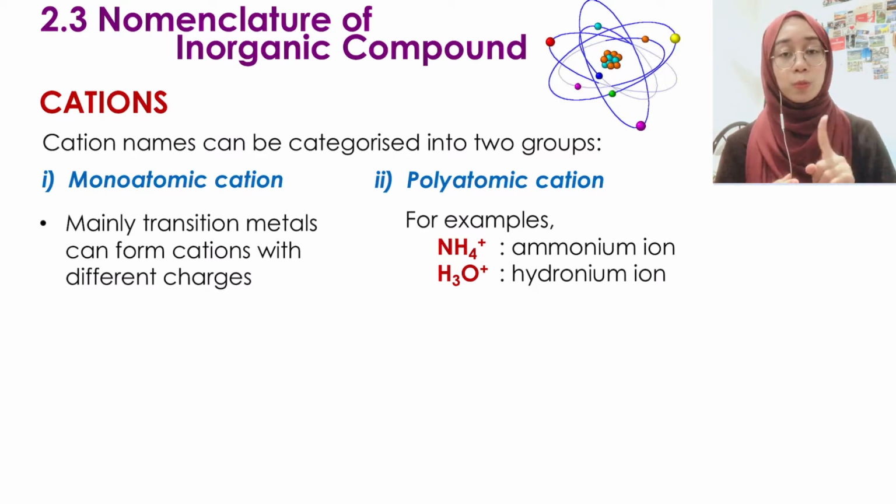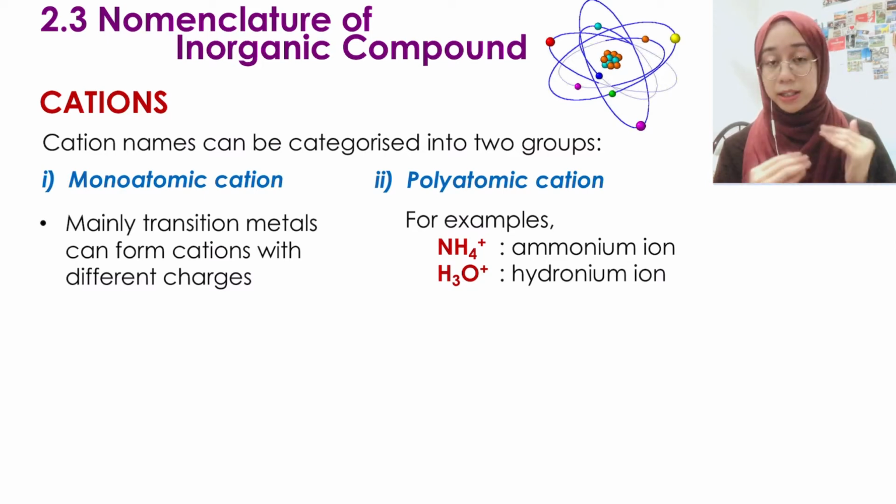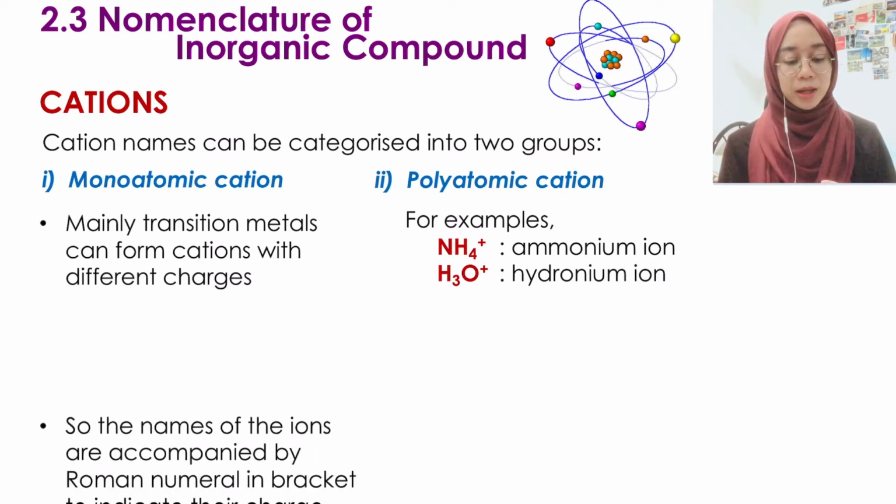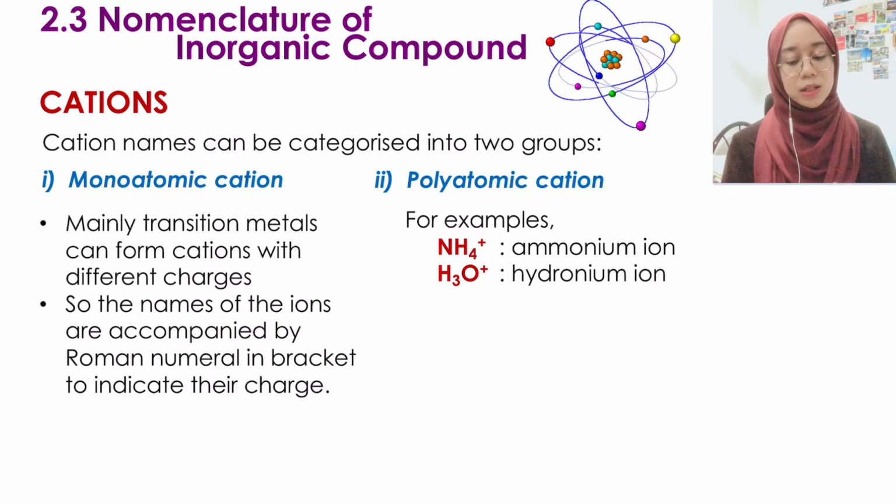Okay, macam group 1 dekat periodic table, charge dia positive 1 je. Kalau group 2 positive 2, as simple as that. Dia tak ada charge yang lain. Tapi bila dah involve transition metal daripada group 3 sampailah group 12, most of them ada banyak charges. Okay, so the names of the ions, they are accompanied by the Roman numeral in bracket to indicate their charge.